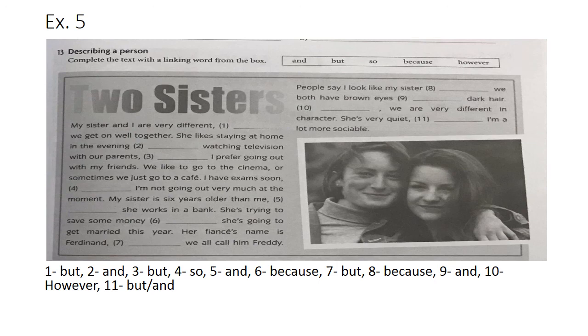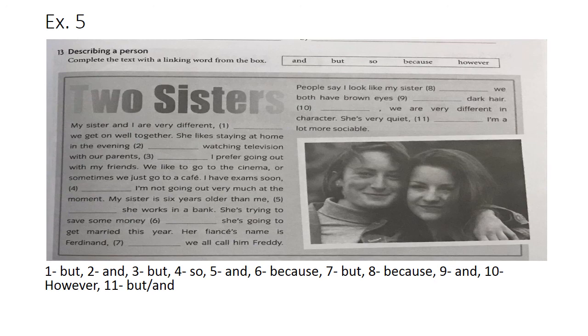Full stop. We like to go to the cinema or sometimes we just go to a cafe. I have exams soon. Number 4. So I am not going out very much at the moment. My sister is 6 years older than me. Number 5. And she works in a bank. She is trying to save some money. Number 6. Because she is going to get married this year.